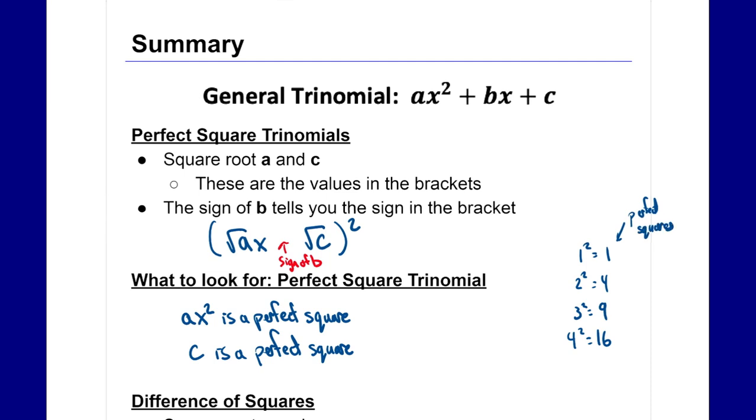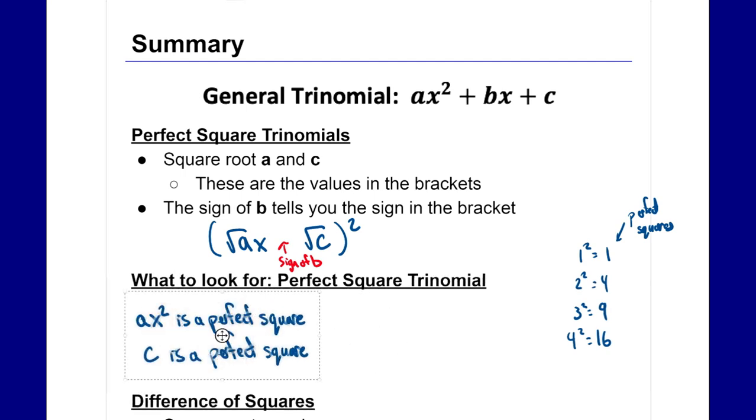So anytime we see these values, our mind should start to think, okay, does it fit these patterns? Is it a perfect square trinomial? Obviously, there's more: 5 squared, 6 squared, 7 squared, and so on. But these are just some ideas of what to look for. So aside from the first and the last term being perfect squares, there is one other thing that we need to check.